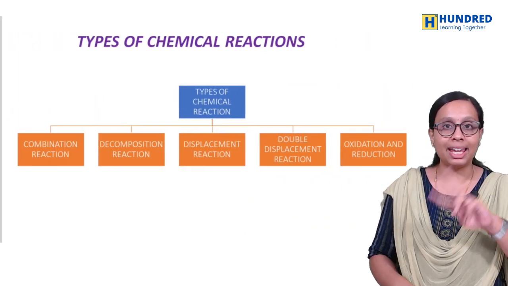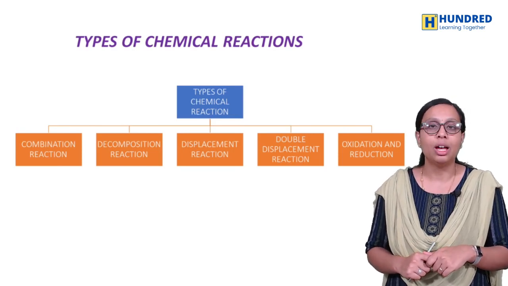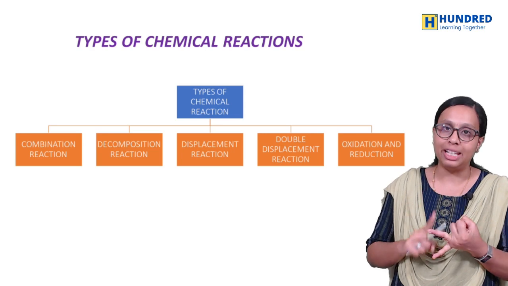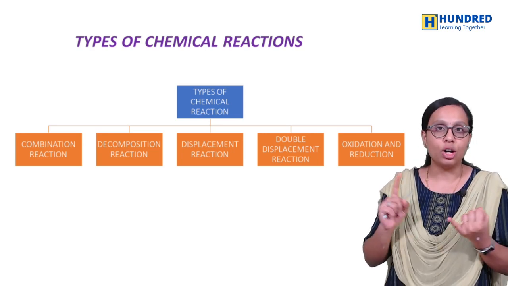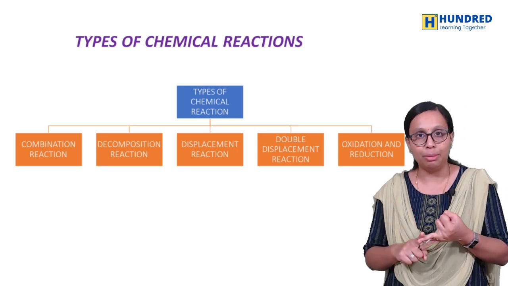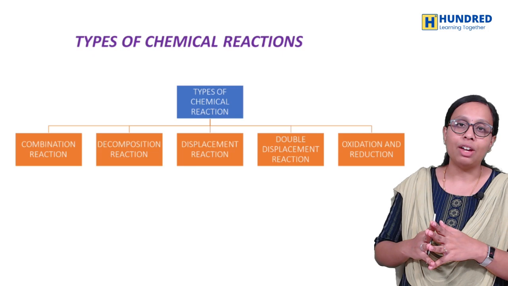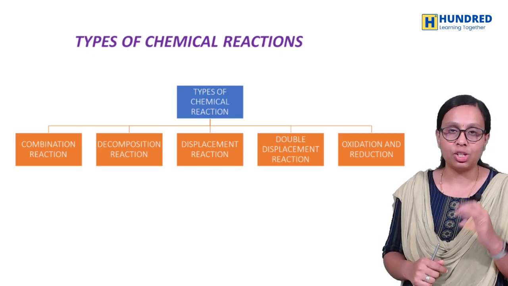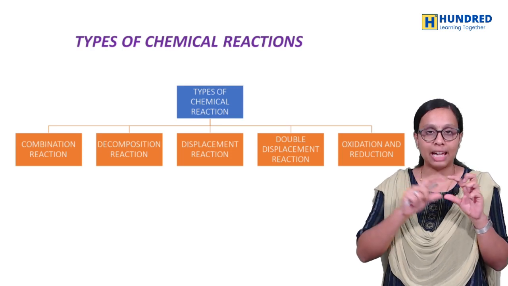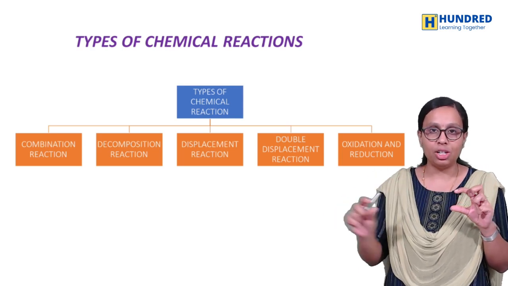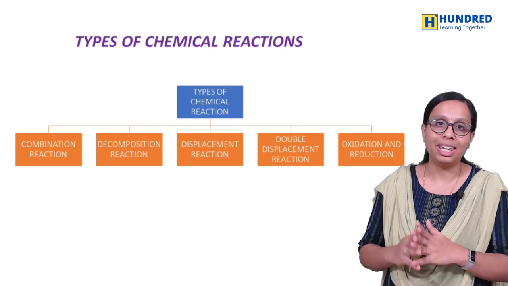Then, coming to the second half of the chapter, we'll be discussing the types of chemical reactions. We have the combination reaction and the decomposition reaction, just the opposite of each other. Then we have the single displacement reaction and the double displacement reaction, which are related to each other. And finally, we have oxidation and reduction together, called redox reaction. You'll have to know the types of reactions, the definition, and one example for each. Definitely you should know the examples.